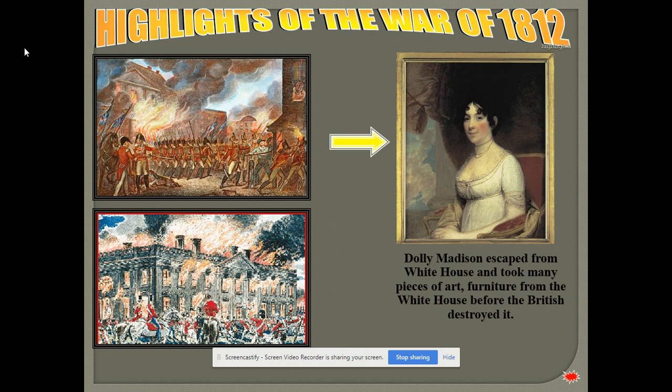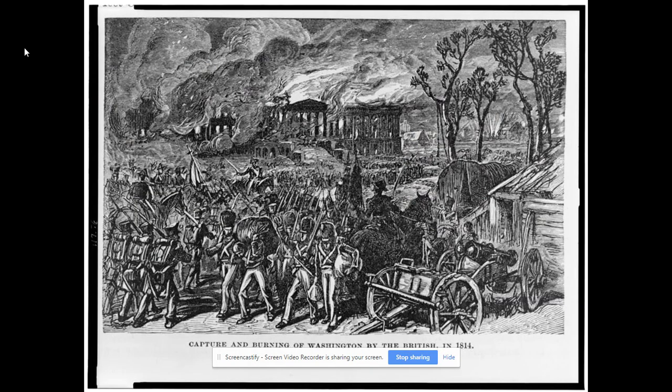So the White House that the president currently resides in, and the Capitol building that our Congress currently resides in, is actually the second of both, because the British burned down our original. Now, typically, when you lose your capital, you lose the war.